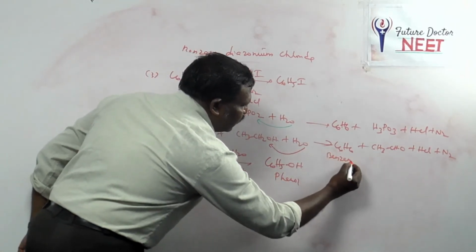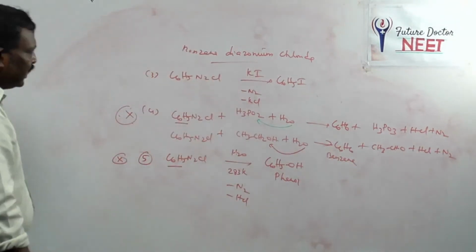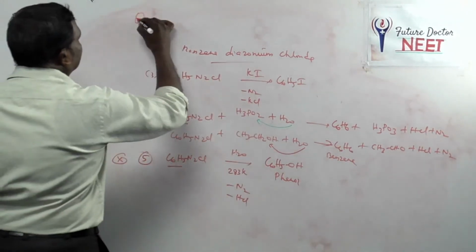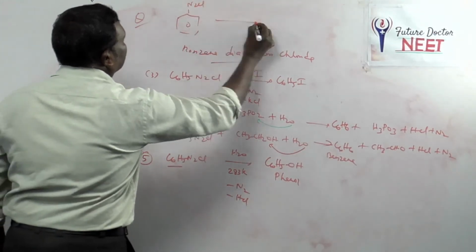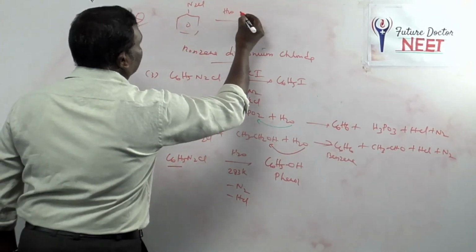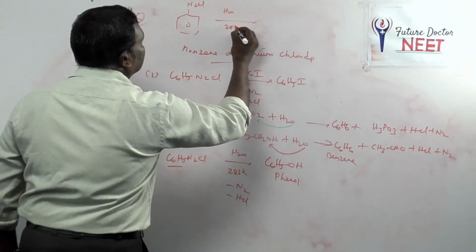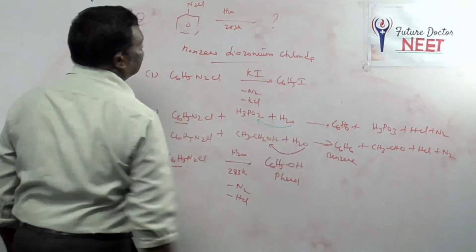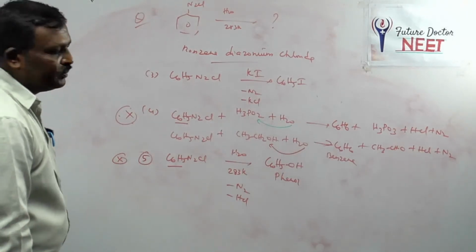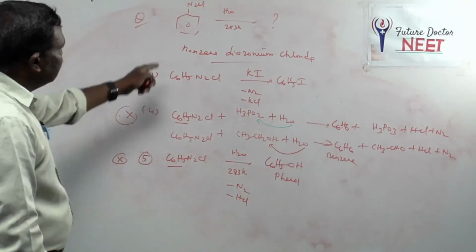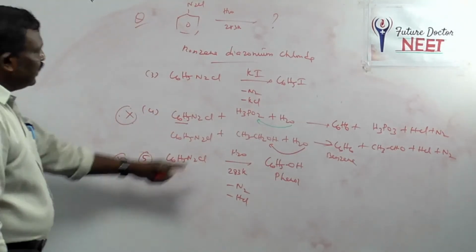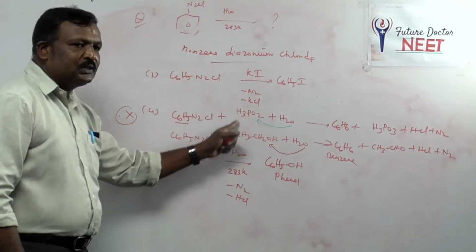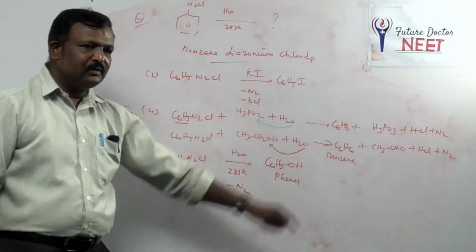Write down, very important. They ask the question like this: C6H5N2Cl, H2O at 283 Kelvin. That's all, it's a question. They'll ask, so the answer is phenol. When these compounds are given, just remember these two produce only benzene.